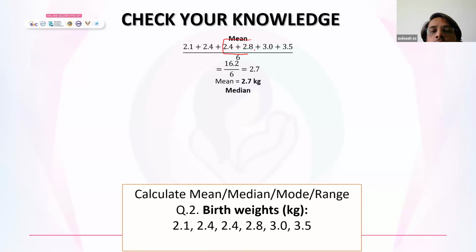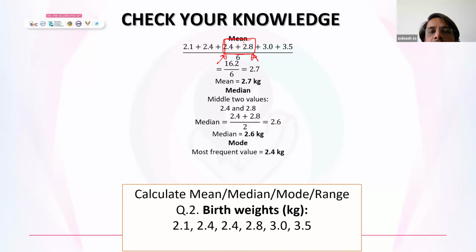the average of the centralmost two numbers, or n by 2th and the next. N is 6, n by 2 is the third value and the next value. You can take the average, that will become the median. So it is about 2.6 is the median. And of course, mode is the most commonly occurring, which is 2.4, which has occurred twice. So this is how we calculate.